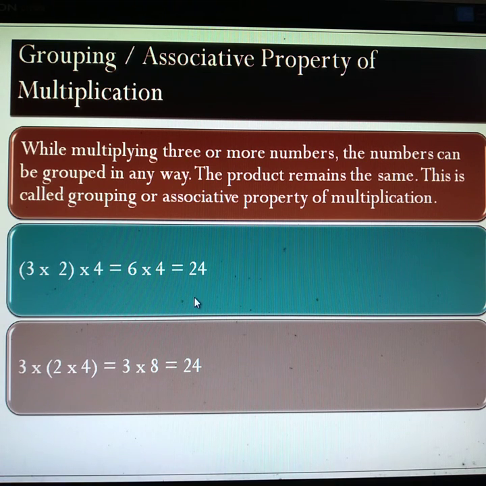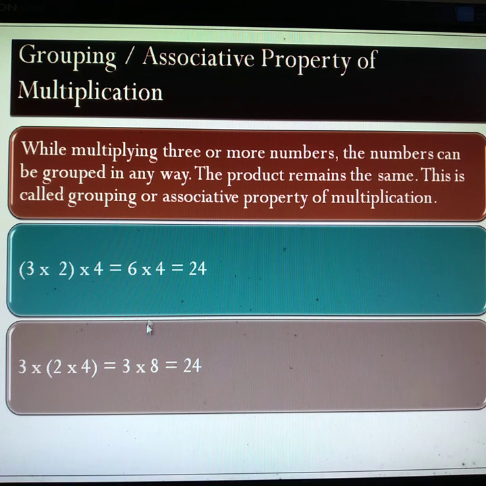Now, in next example, 3 into 2 into 4. In this, if we group last two numbers, that is 2 into 4, at first we have to solve bracket. So, 3 is as it is, 3 into, now 2 fours are 8. So, 3 into 8. Now, if we multiply 3 into 8, this comes 24.